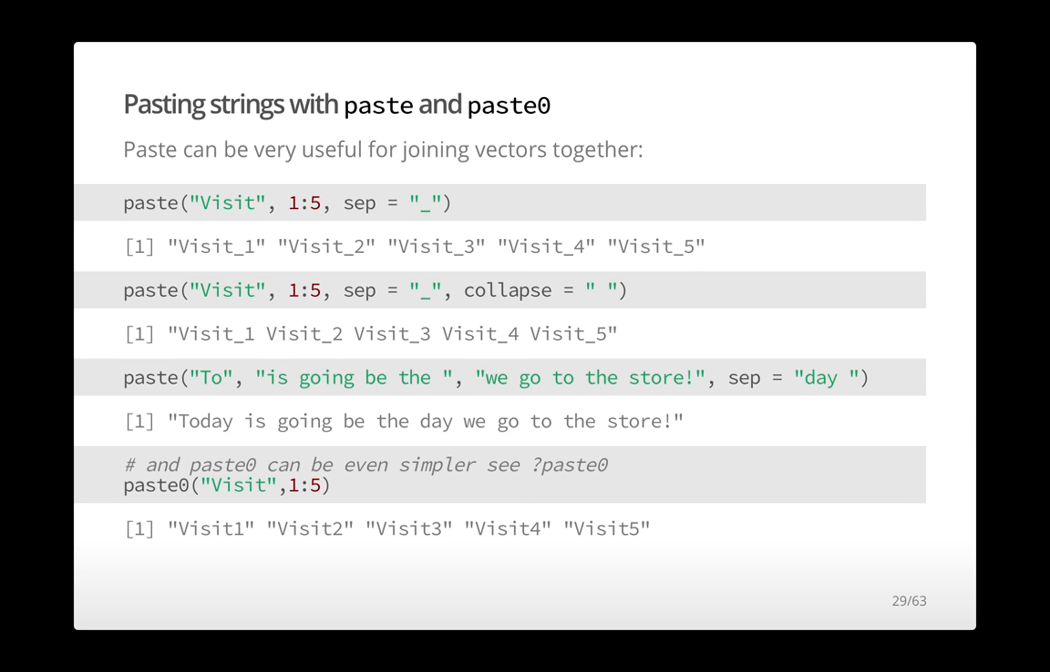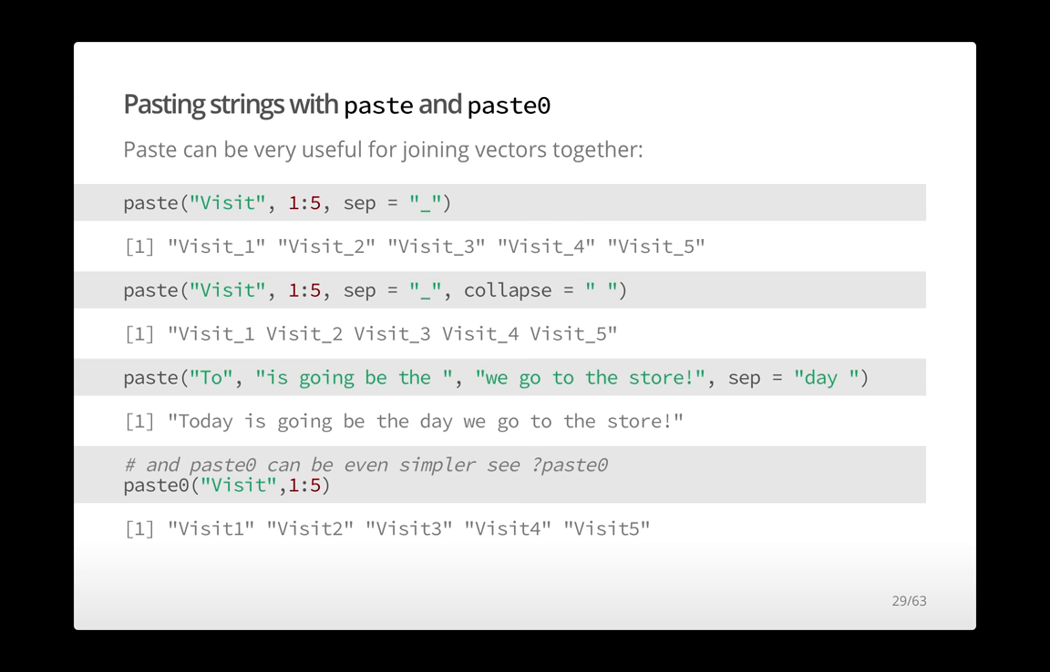It's not a bad default. A lot of times you do want to do that, but the majority of the time I'm pasting stuff together, I explicitly say the separator. Paste0, on the other hand, was created out of convenience to say, not that many times do I really want spaces. I just want you to join the things together. I don't want you to do anything else fancy. So paste0 essentially says paste with no separator. It has the same arguments as paste, so you can put sep in there and you can put collapse.